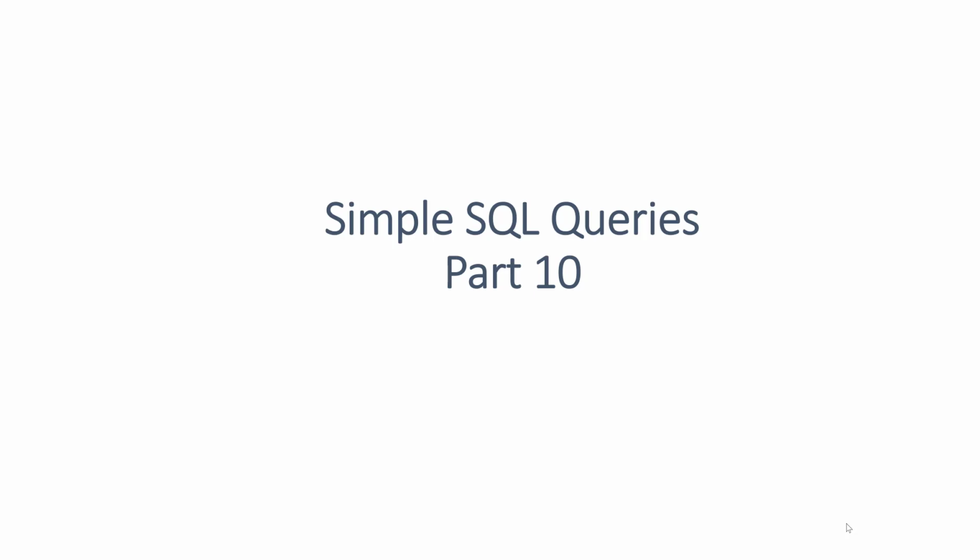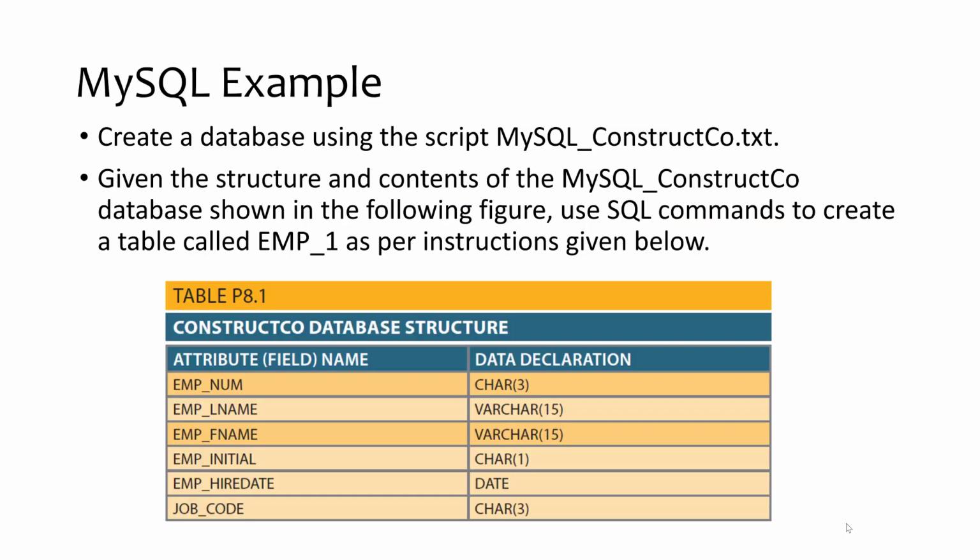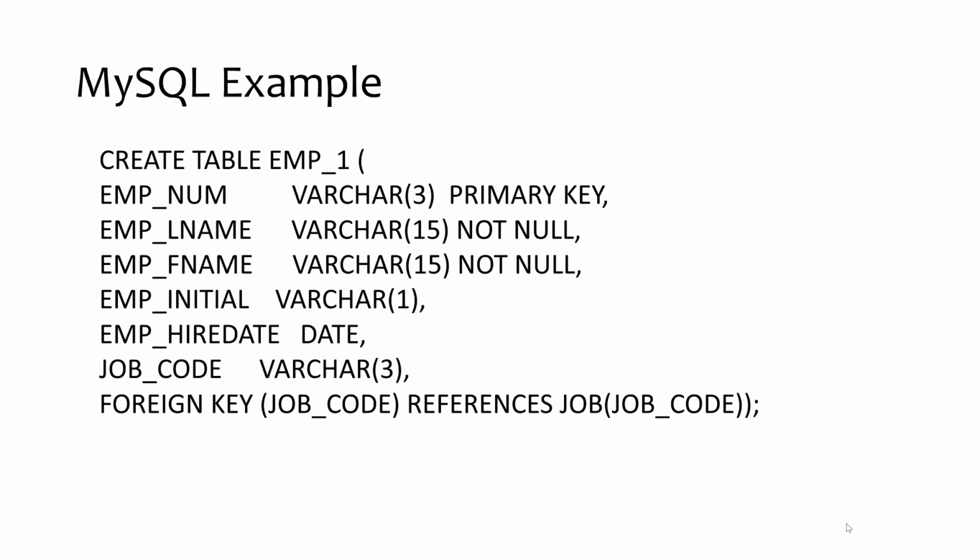Okay, so this is a continuation of my earlier example. In my earlier example, I created a table called emp_1 based on the script mysql_construct. And that table employee_1 has the following characteristics as shown in the figure. And this is the script that was used to create the table called emp_1.